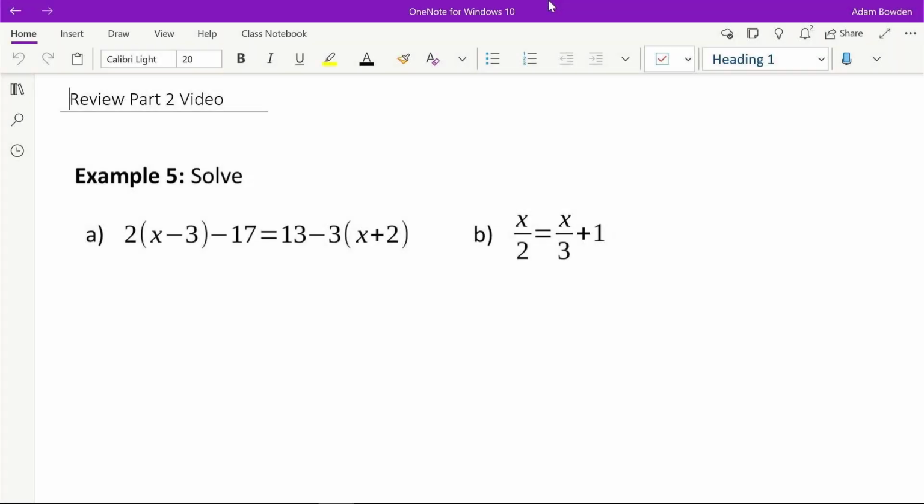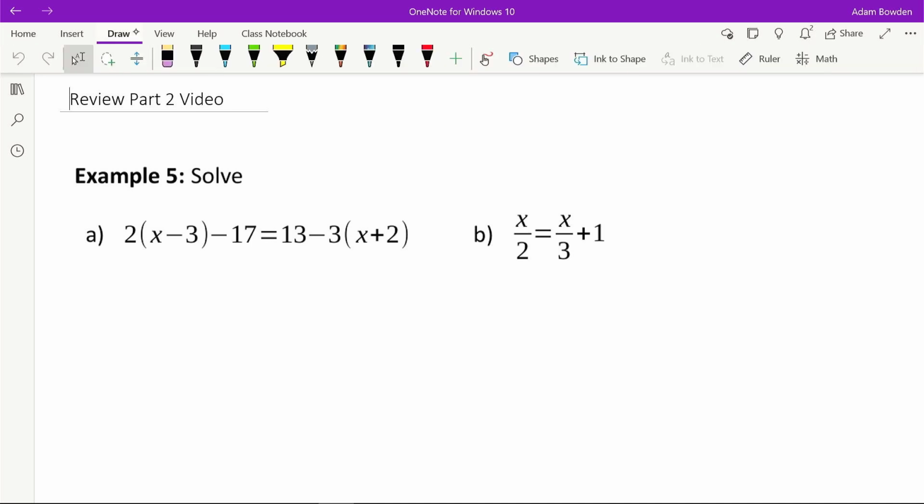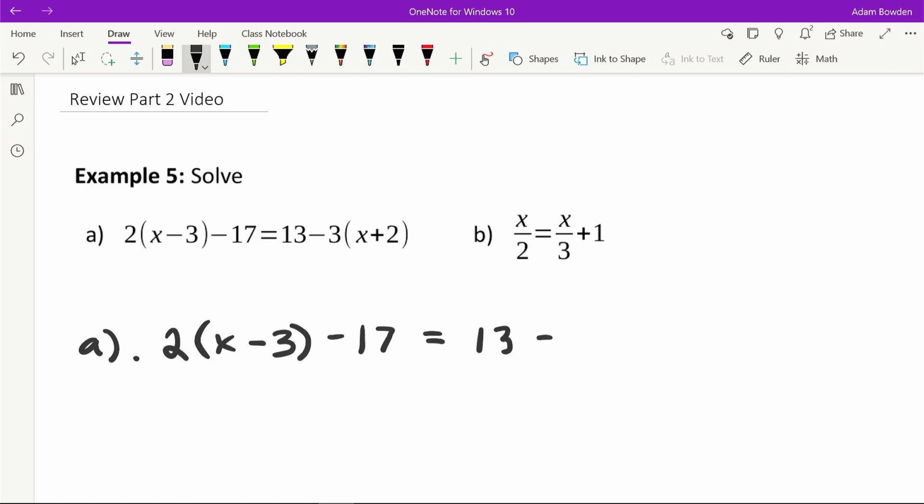On this one, we're looking at an equation and we're trying to solve for the variables. So in the first case, let's look at the equation we're trying to solve: 2(x - 3) - 17 = 13 - 3(x + 2).